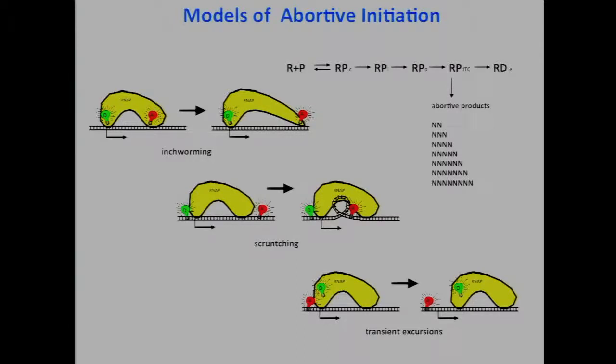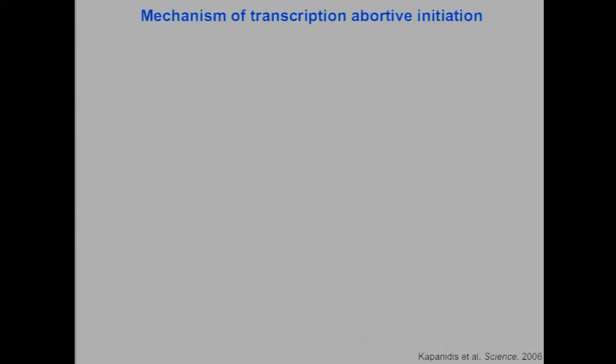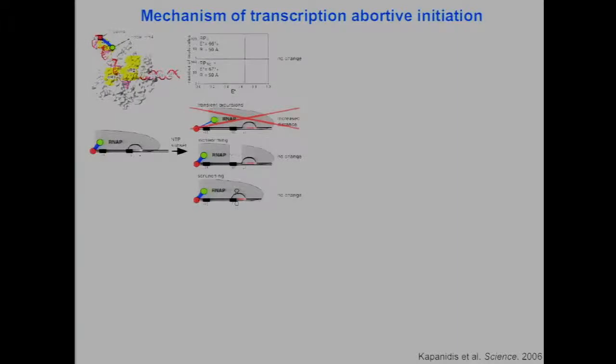And that can be tested by putting DNA upstream of the promoter and putting a dye, and then putting a donor dye on the backside of the enzyme and see if there are translocations during the abortive initiation. The experiment that we did and published in 2006 came up with really clear results.